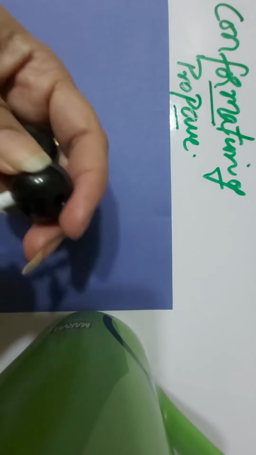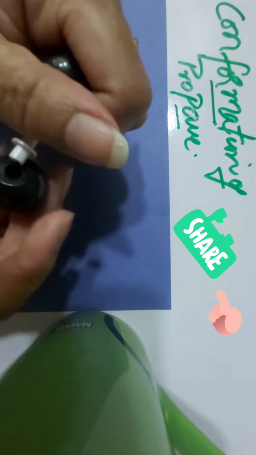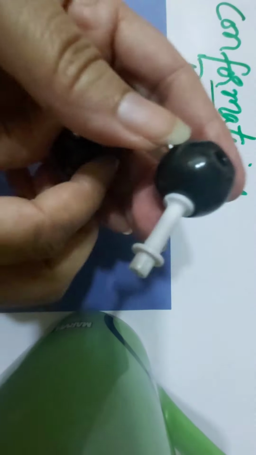So we have 3 carbon atoms here. Okay, so now I'll start joining them. CH3, CH2, and of course then again CH3.